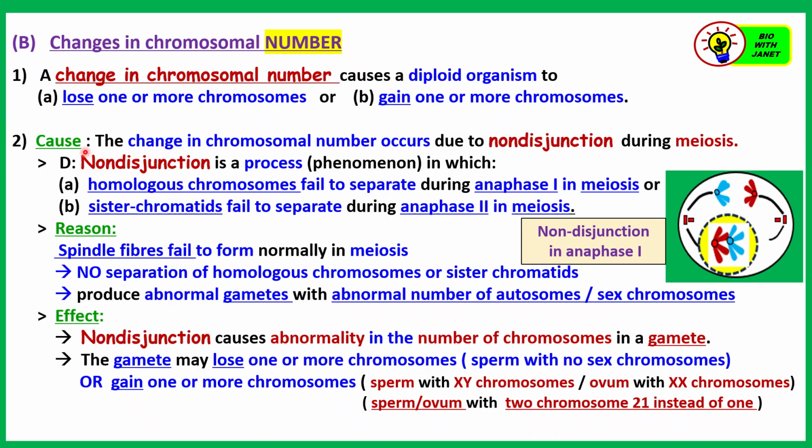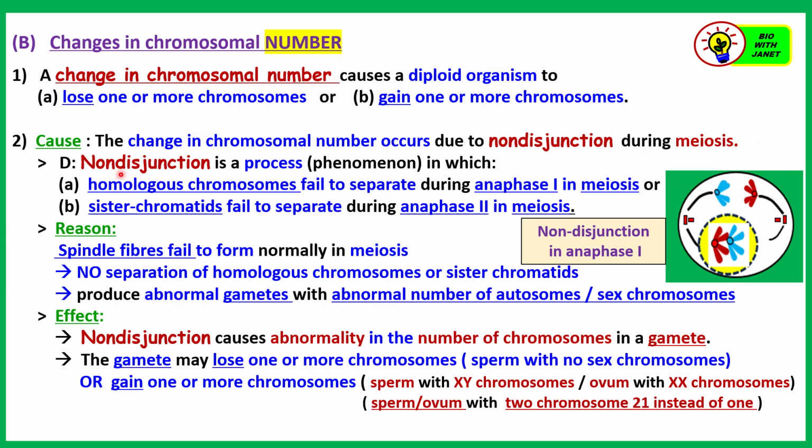So what is the cause of the change in chromosomal number? The change in chromosomal number occurs due to a process known as nondisjunction during meiosis in the formation of gametes. So in the formation of gametes, there is already an abnormal process. Then when the abnormal gamete is produced, if it undergoes fertilization, it will produce a child with a genetic disease where there's a change in chromosomal number.